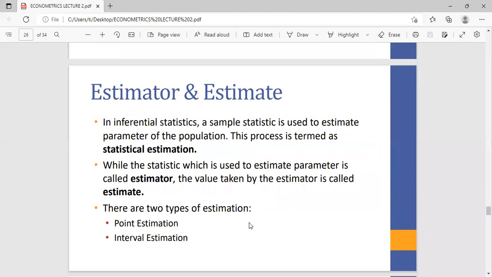Now coming to estimator and estimate. In inferential statistics, a sample statistic is used to estimate a parameter of the population.